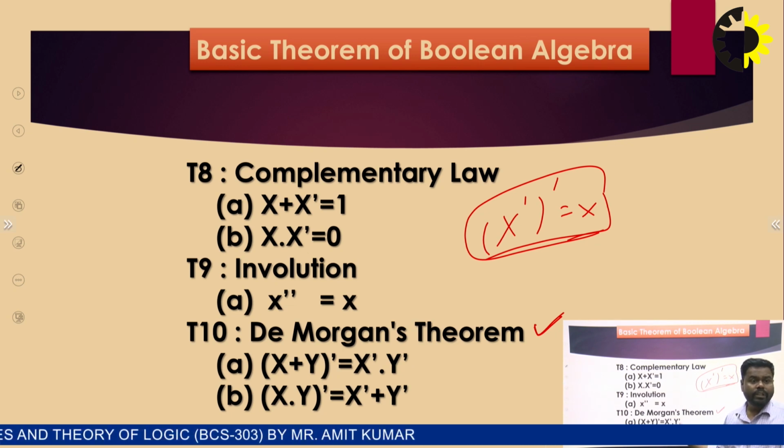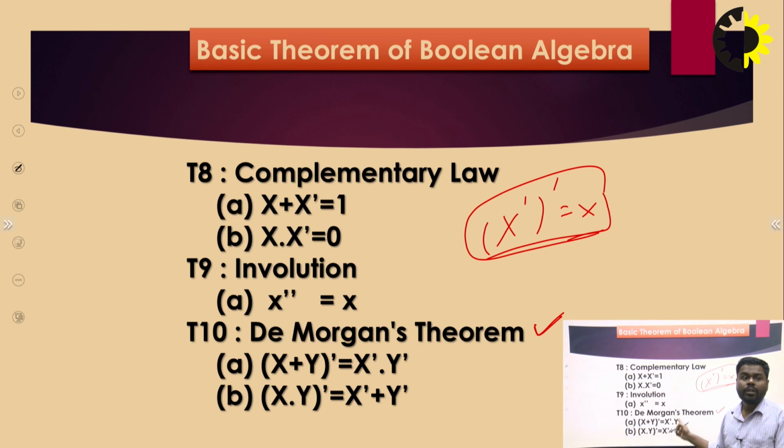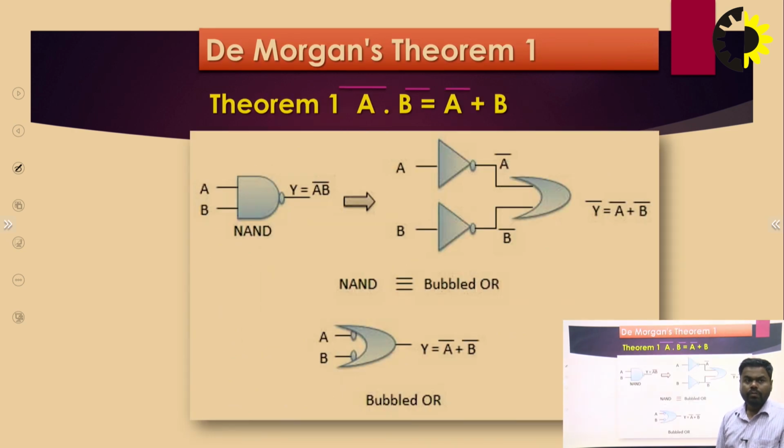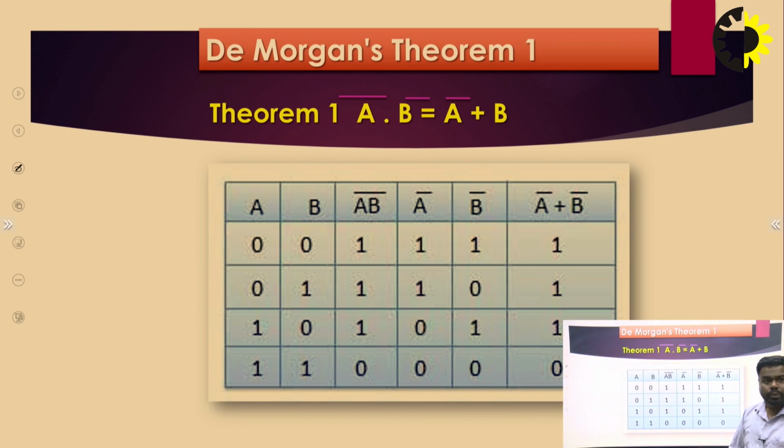You have to create the truth table also, and you can solve it using the basic theorems of Boolean algebra to prove De Morgan's theorem. For this theorem, A dot B bar is equal to A bar plus B bar. This is De Morgan's theorem, and we prove it from the truth table, taking A and B.